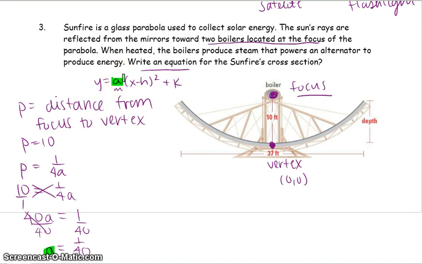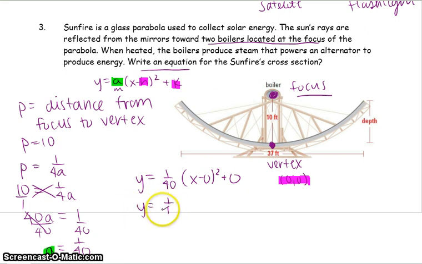And something that we also know about our equation is our vertex, our 0, 0 here. So that shows us that our h and k is going to be 0, 0. So if we just plug everything in, we would get y equals 1 over 40 times x minus 0 squared plus 0. So when we simplify that, we get 1/40 x squared. And this is our equation. So this is just one application to our parabolas.